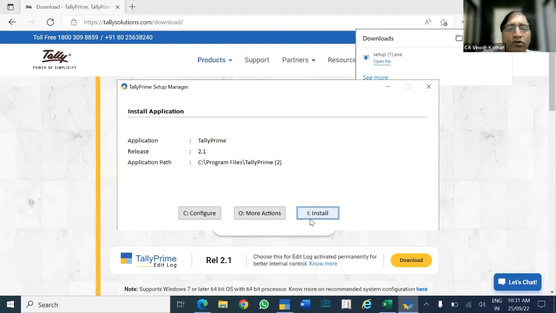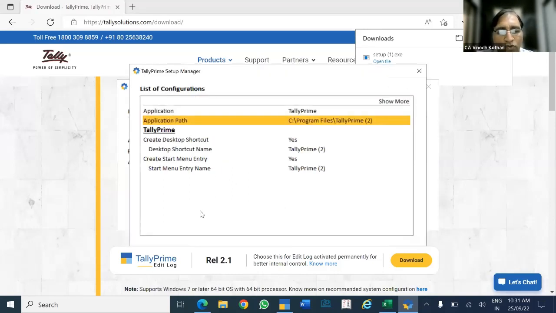If you don't want to change any configuration, change is not required. By default, Tally will be stored in C drive, Program Files, Tally Prime. Whatever path is there, it will store. If you want to change the path, select configure and change the path. Otherwise, don't do anything.